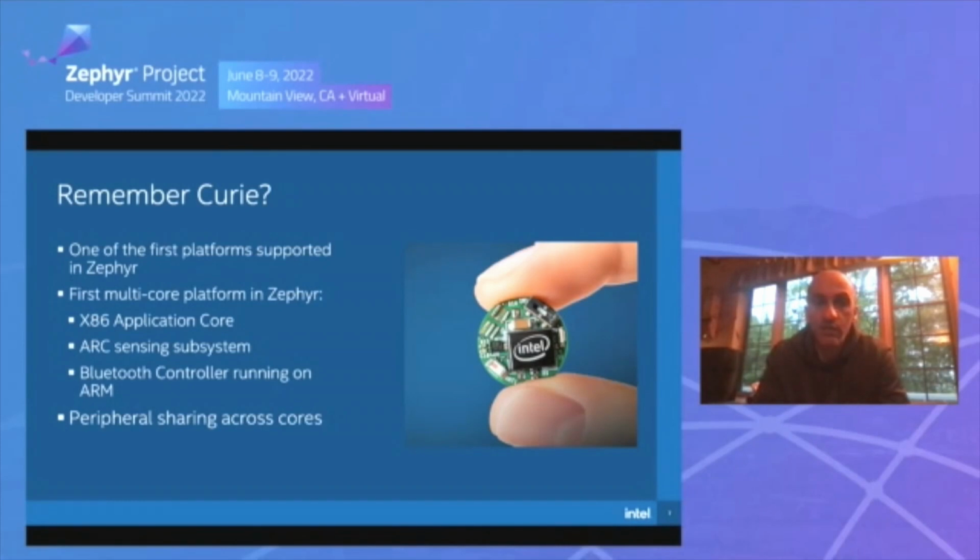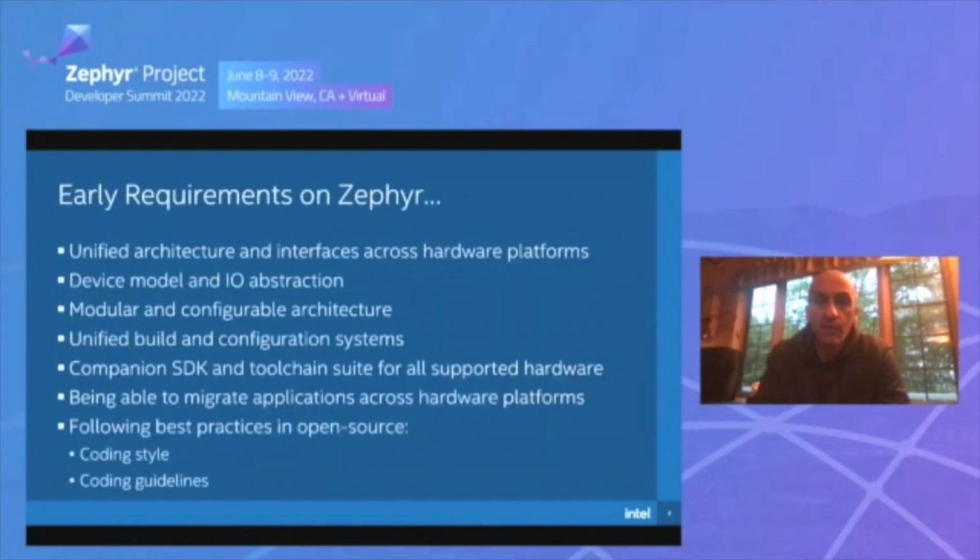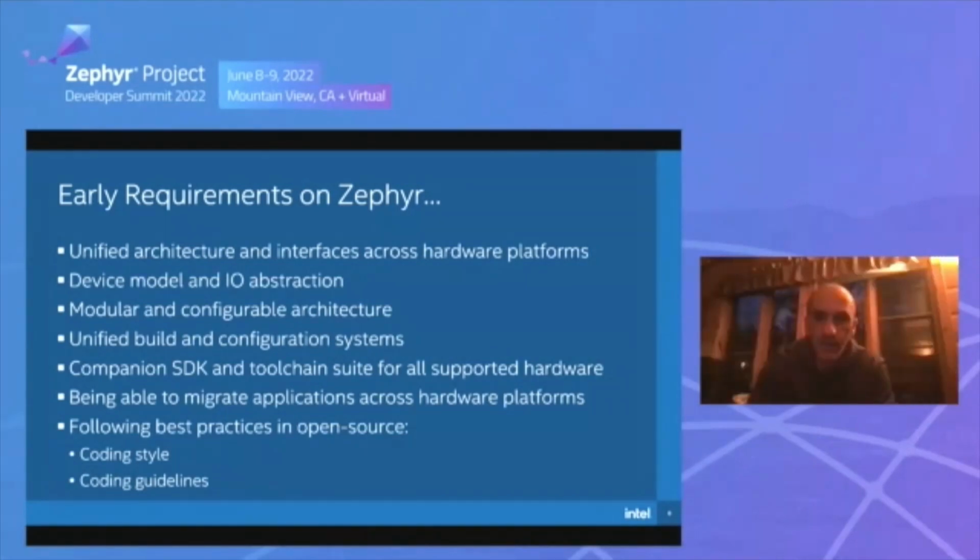It had 3 cores, x86 for the application core, a sensing subsystem based on ARC, and a Bluetooth controller running on ARM. A lot of the IPs and a lot of the peripherals were shared across the cores, and that led us to set a few requirements to be able to support this type of hardware.